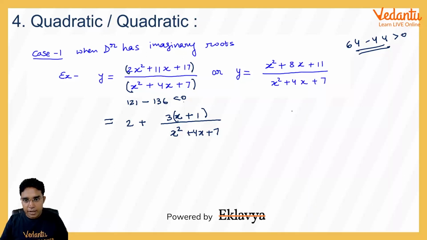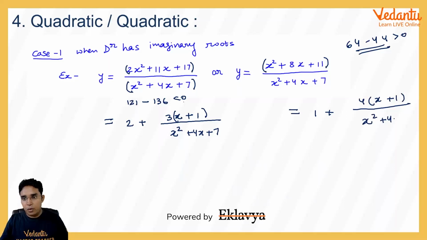Whereas in this case, where you are having real roots in the numerator, I write it this way: it will be 1 plus 4 into x plus 1. So don't you think that they are both the same thing? This linear upon quadratic term is the same. In one of them it is multiplied by 3 then added 2. In the other case it is multiplied by 4 then added 1.